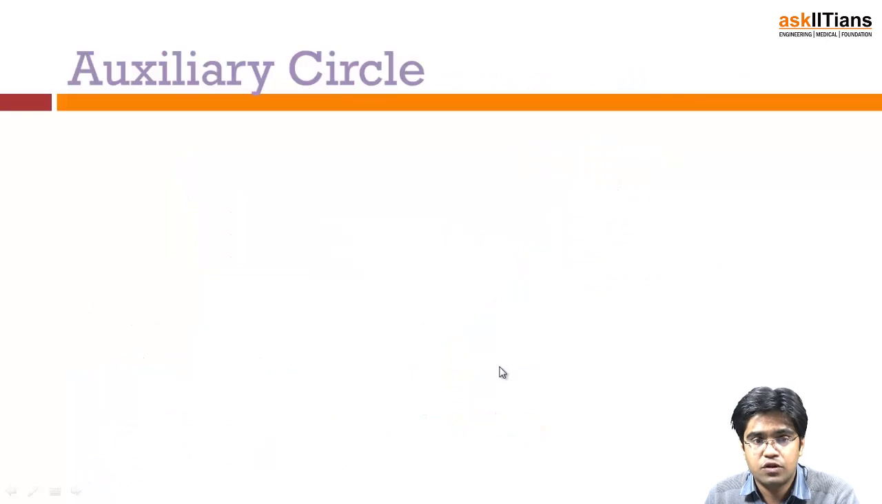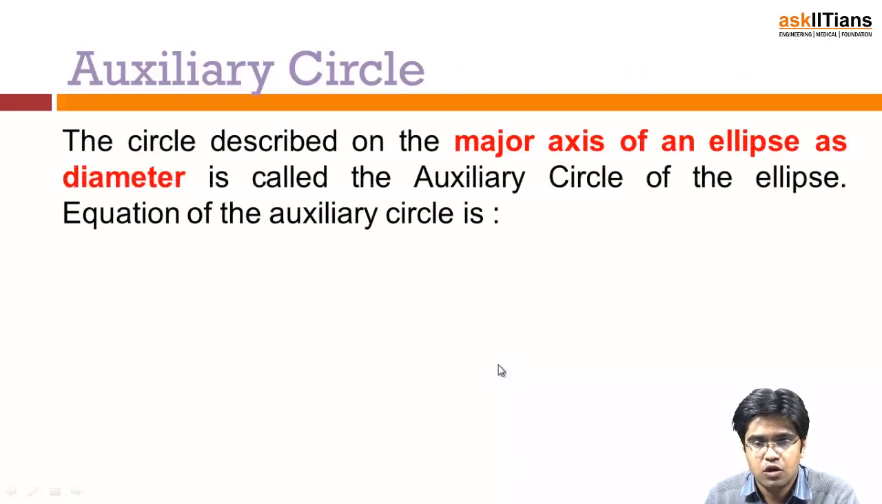Now we'll move to the next concept, that is the auxiliary circle. What is an auxiliary circle? The circle described on the major axis of an ellipse as a diameter. So when we take the major axis of the ellipse as diameter, it's called the auxiliary circle.